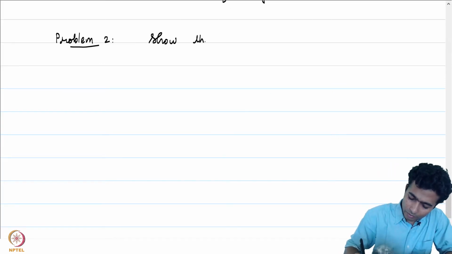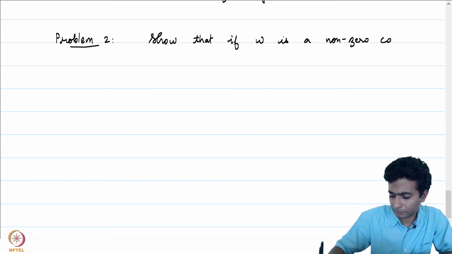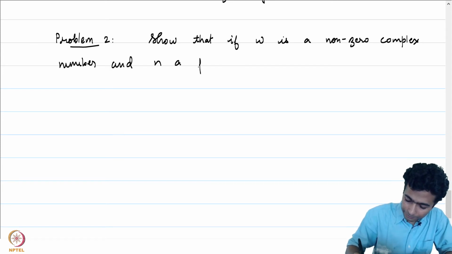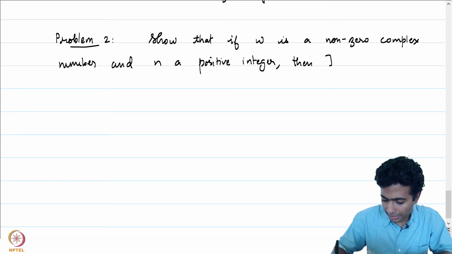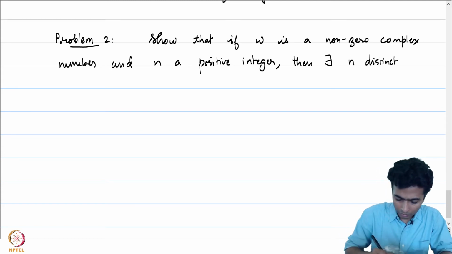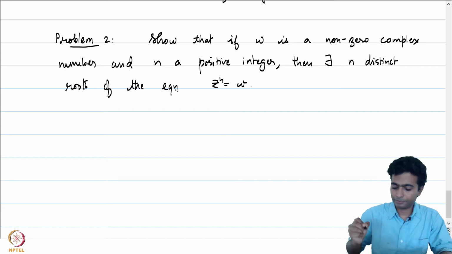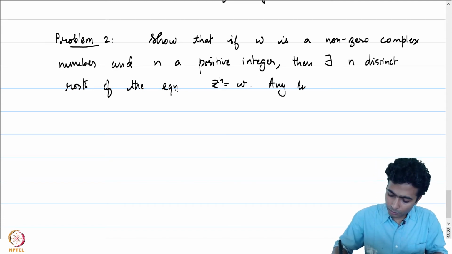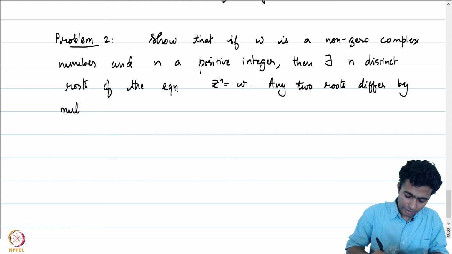Show that if w is a non-zero complex number and n a positive integer, then there exist n distinct roots of the equation z to the power n is equal to w, and any two such roots differ by multiplication by a root of unity.